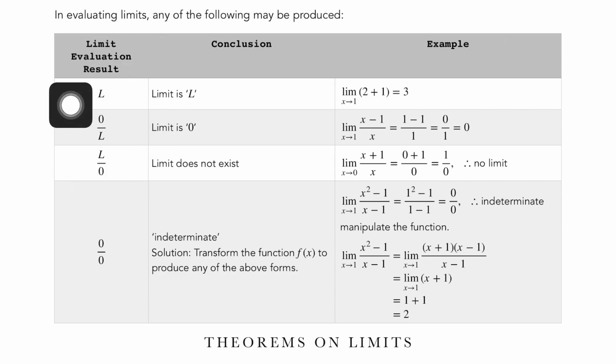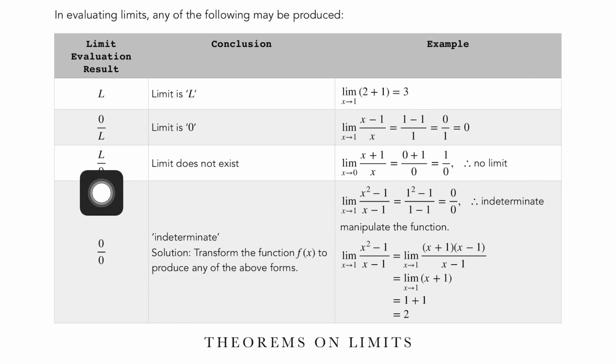If the evaluation result is 0 over L, then the limit is equal to 0. For this one, the limit of x minus 1 over x as x approaches 1, if we determine the function of a, and a here is 1, we have 1 minus 1 over 1, or 0 over 1, and that's equal to 0.